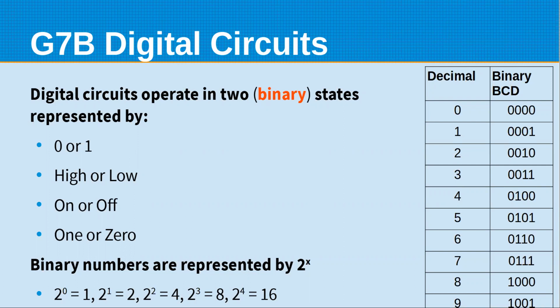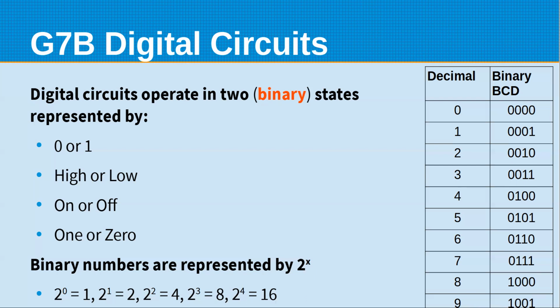And we represent binary numbers as a base 2, so it's 2 to a power. So 2 to the 0 power is going to be equal to 1. 2 to the first power is going to be equal to 2. 2 to the second is 4. 2 to the third is 8. 2 to the fourth is 16. And it turns out that those power numbers will be how many bits there are to represent that number.